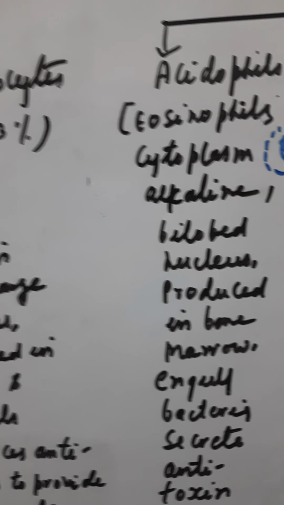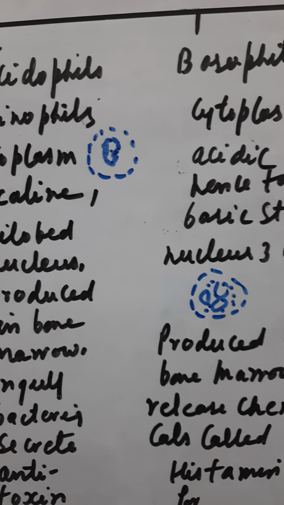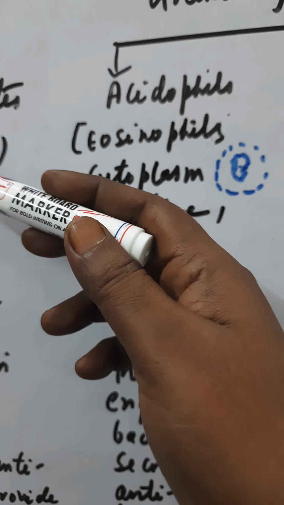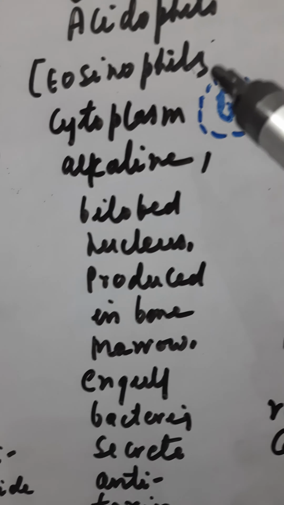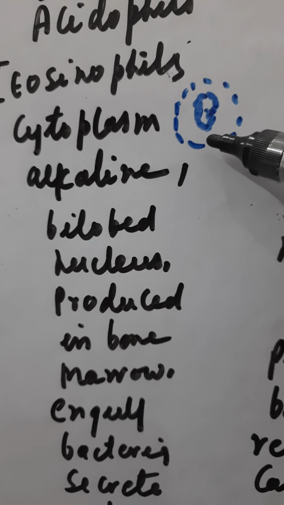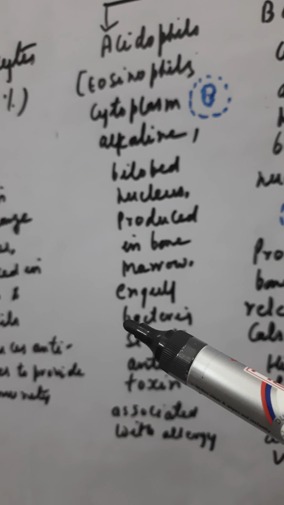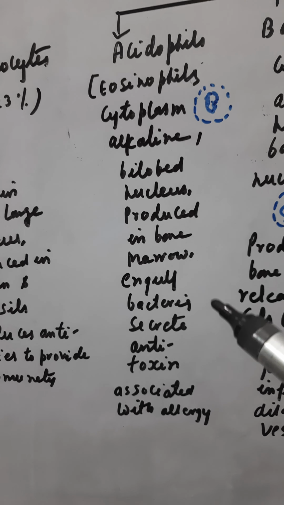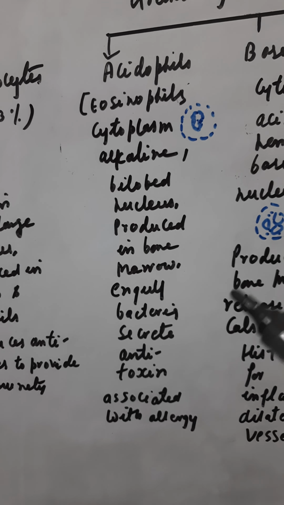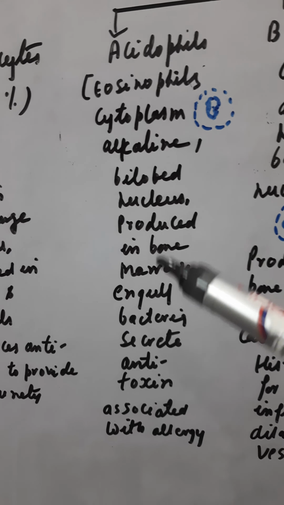Suppose they have given a jumble: lymphocyte, acidophils, basophils and neutrophils. So which one will be out? Lymphocyte, because it is an agranulocyte. Now here the cytoplasm is alkaline, with a bilobed nucleus. Here you can see two lobes are there, and they are produced in the bone marrow. They engulf the bacteria and secrete the antitoxin associated with allergy. If any allergy is there, then that will be toxic, so it secretes antitoxin.